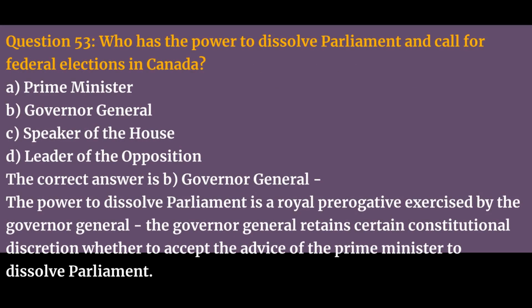Question 53. Who has the power to dissolve Parliament and call for federal elections in Canada? A. Prime Minister. B. Governor General. C. Speaker of the House. D. Leader of the Opposition. The correct answer is B. Governor General. The power to dissolve Parliament is a royal prerogative exercised by the Governor General. The Governor General retains certain constitutional discretion whether to accept the advice of the Prime Minister to dissolve Parliament.